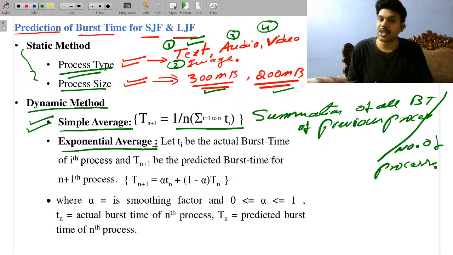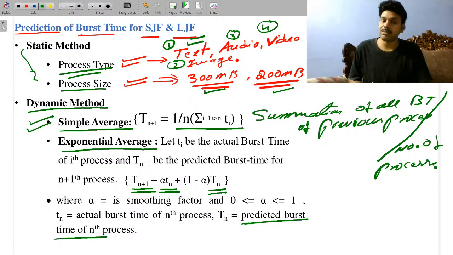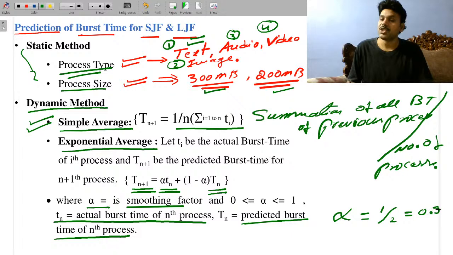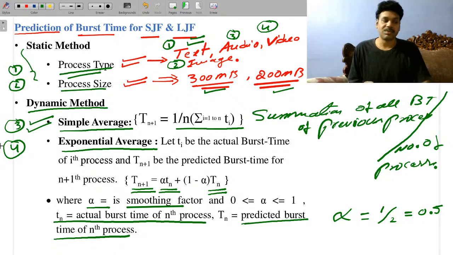And the next one is the exponential average method. Nowadays people are using the exponential average method only. The burst time of the next process depends on your actual burst time and predicted burst time. Here, capital T is the predicted burst time, and small t is the actual burst time of the previous process. Your alpha is a smoothing factor. Your alpha is supposed to be always 1 by 2, that is 0.5. So using any of these four techniques: process type, process size, simple average, exponential average, you can calculate your burst times.